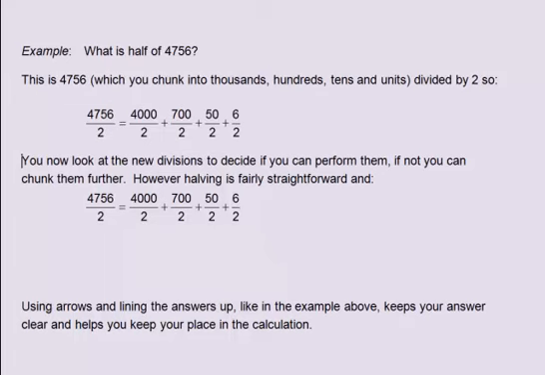6 divided by 2. 4,000 divided by 2 is 2,000. 700 divided by 2 is 350. 50 divided by 2 is 25. And 6 divided by 2 is 3. So 2,000 plus 350 plus 25 plus 3 equals 2,378, which is 4,756 divided by 2.